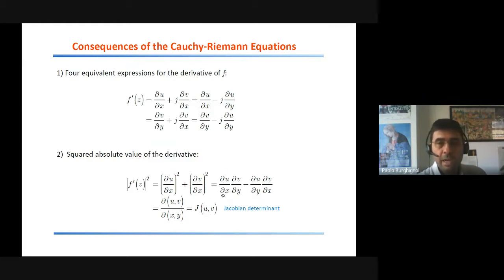And now you can recognize that this difference of products is nothing but the determinant of the so-called Jacobian matrix of the functions u and v with respect to the variables x and y. As you may recall, the Jacobian matrix is a matrix in which you consider a certain number of functions of a certain number of variables, and you calculate all the possible derivatives of all the functions with respect to all the variables. In this case, we have 2 functions and 2 variables, so you have a 2 by 2 matrix whose determinant is the Jacobian determinant.